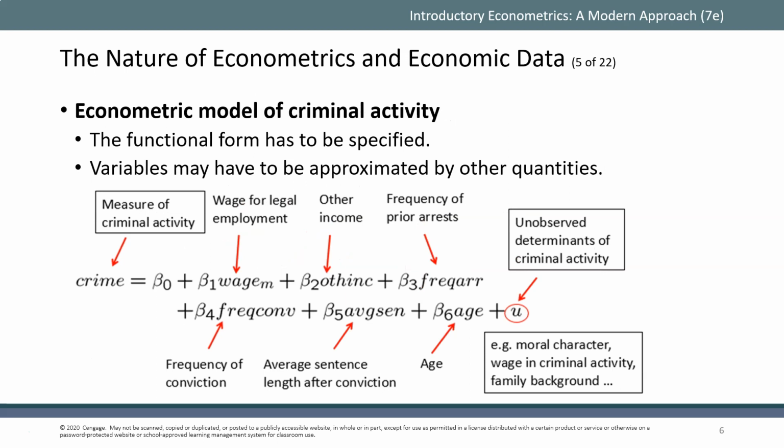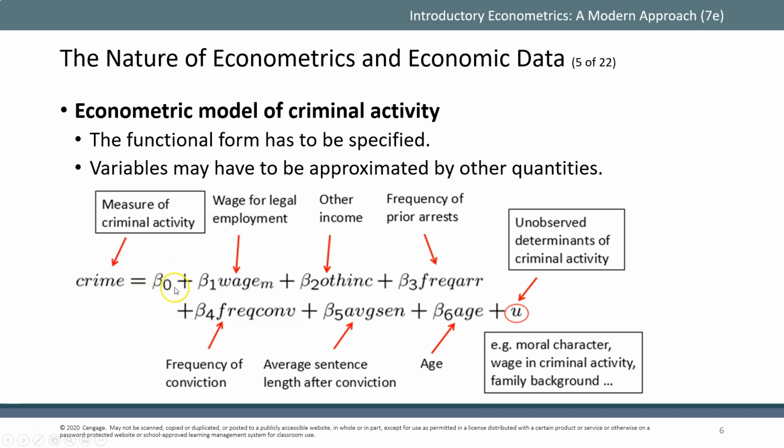This is an econometrics model where we are essentially representing the same relationship. This is the criminal behavior, or the measure of criminal activity. In our case, it's the number of hours that a person engages in criminal activity based on those 6 determinants. We'll talk about these parameters later on.